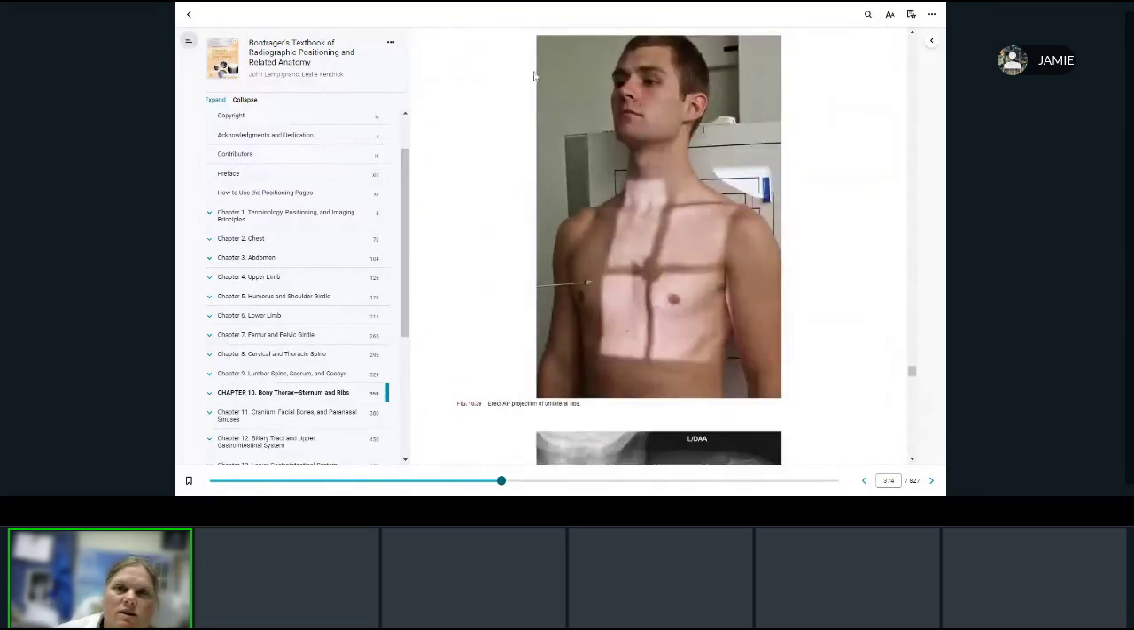And then just get ready to practice sternum and rib positioning. On Friday, we're going to start C-spine.